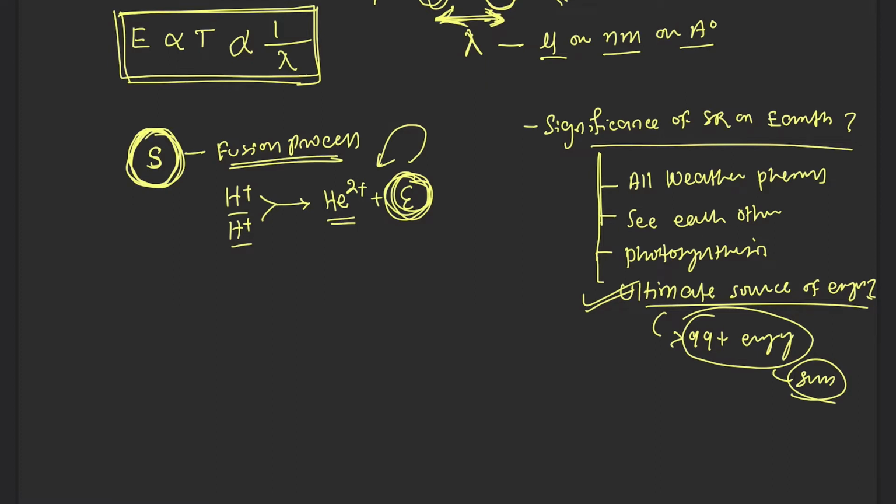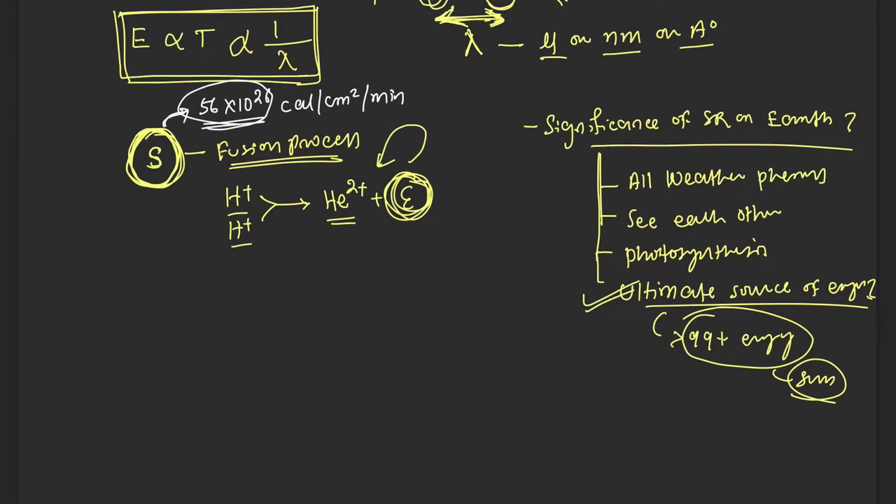That's why the energy radiated from the sun is in the quantity of 56 into 10 to the power 26 calorie per centimeter square per minute. This much energy is being radiated from the sun. This number is huge, right?